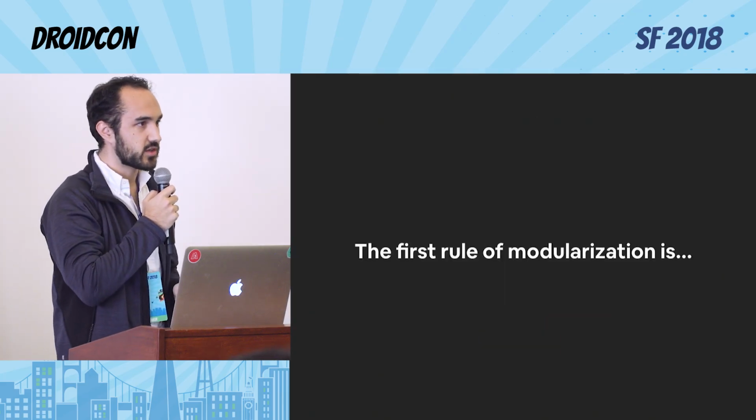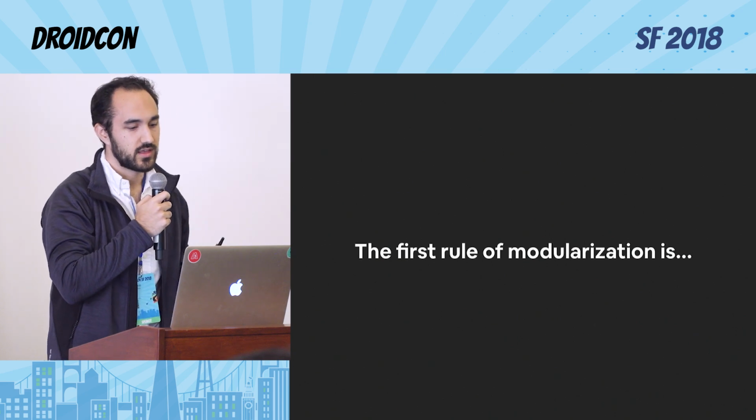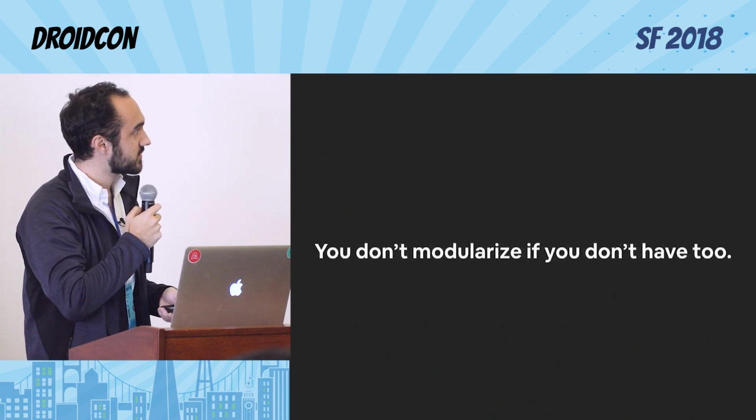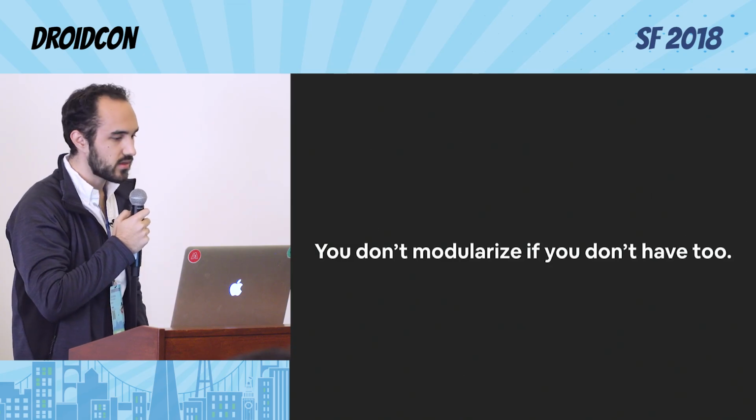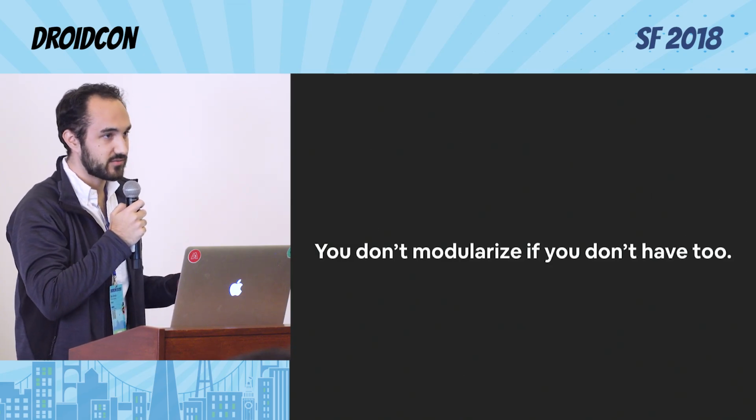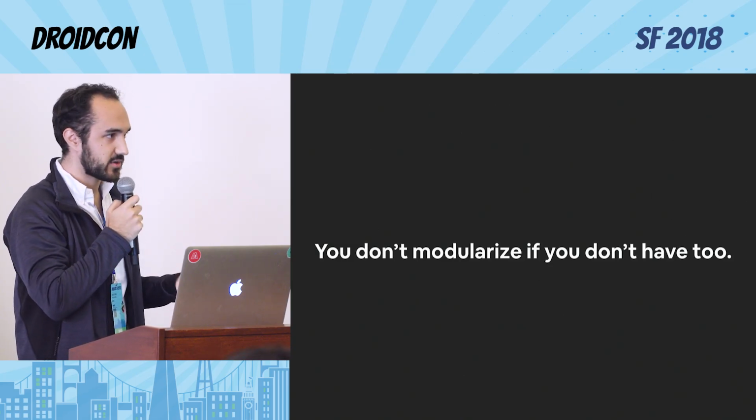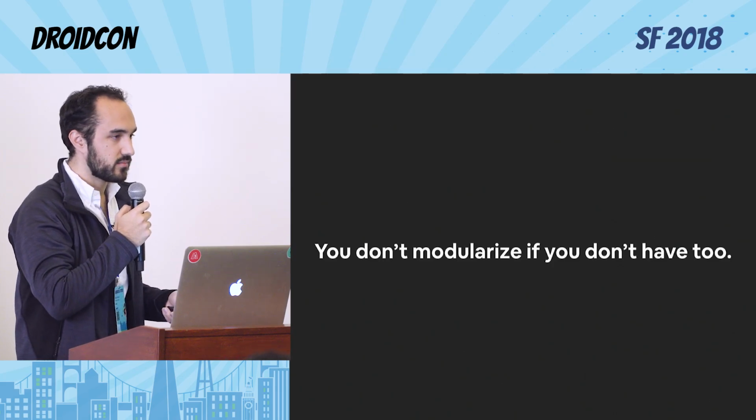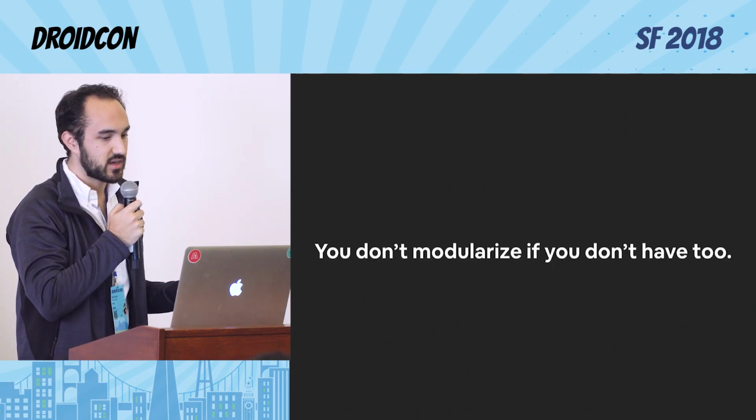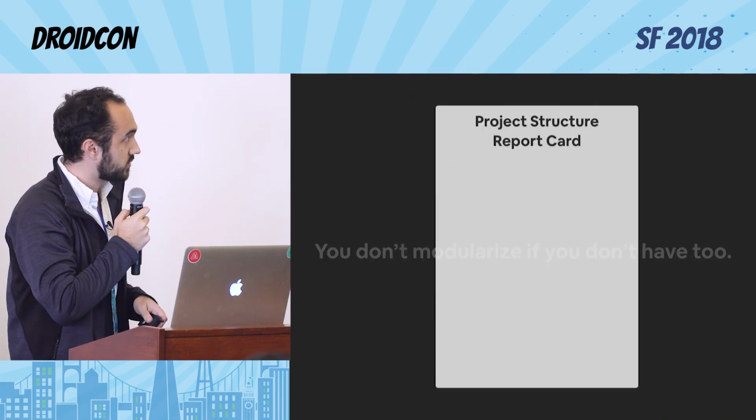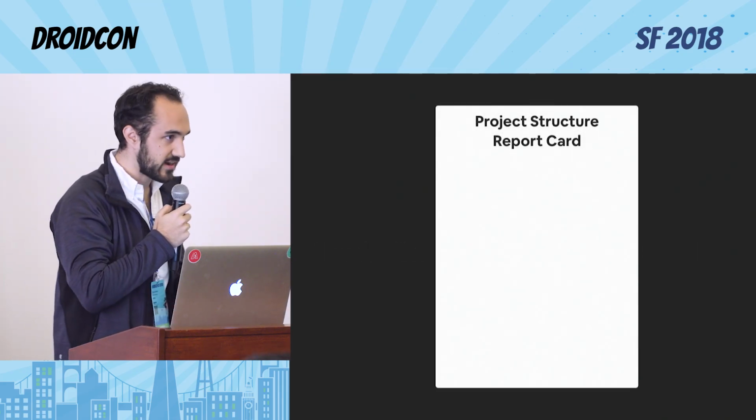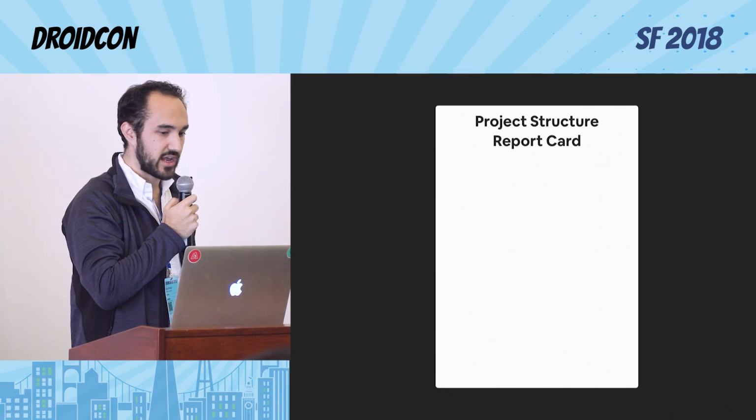But the first rule of modularization is you don't modularize if you don't have to. So it's something to keep in mind if you're working on a smaller app. A lot of the things I'm going to talk about, don't even worry about it until it becomes a problem. But that begs the question, how do you know when it becomes a problem? So throughout this talk, we're going to visit this project structure report card, and I've identified a few areas that I believe modularization can help.